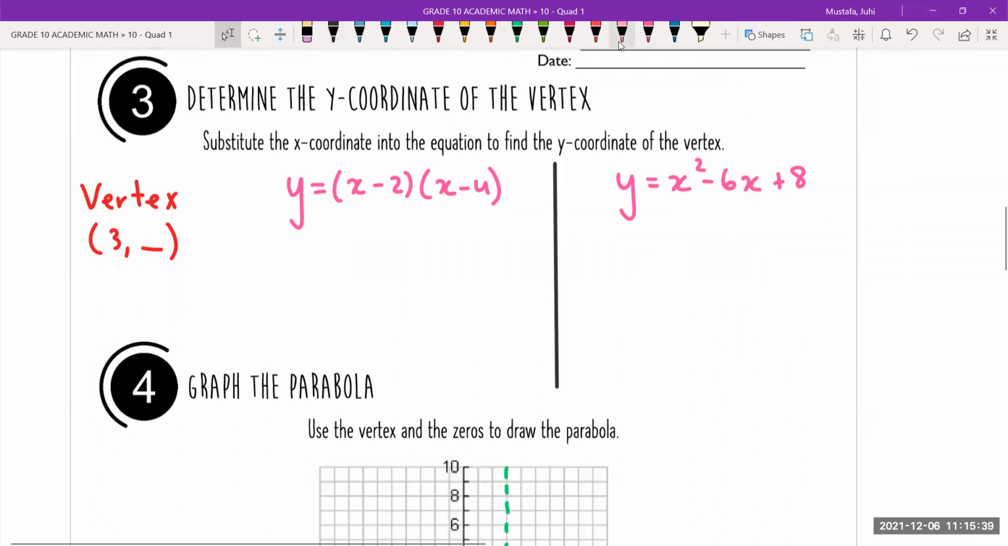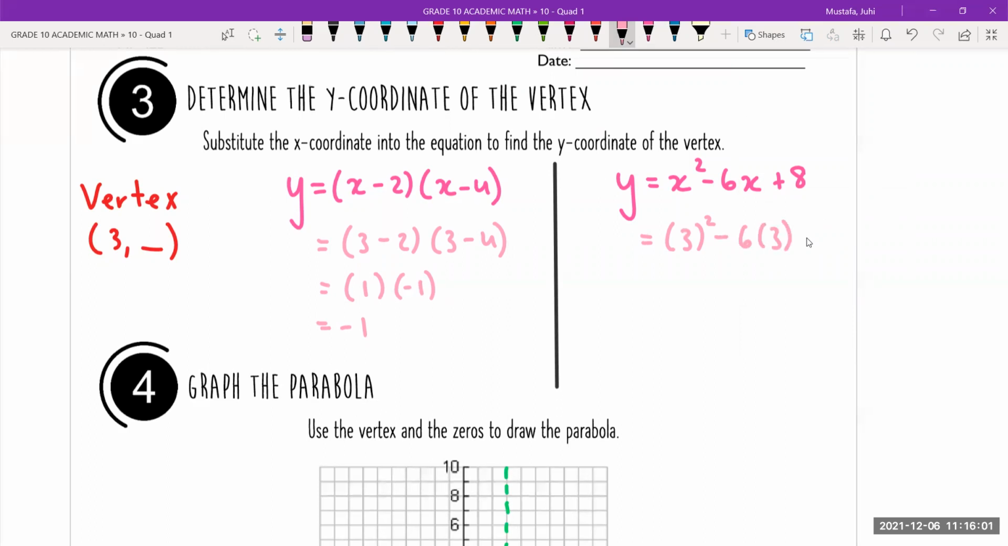Okay, either way, what's important to note is you're going to take that 3 and put it into here. So it's going to be 3 minus 2 and 3 minus 4. This is going to be 1 and -1, which is going to give me a -1. And then on this side, we're going to have 3 squared. So I'm putting in this x value to figure out what the y will be. 6 times 3 plus 8. So it's going to be 9 minus 18 plus 8. This is -9 plus 8. This is going to be -1.